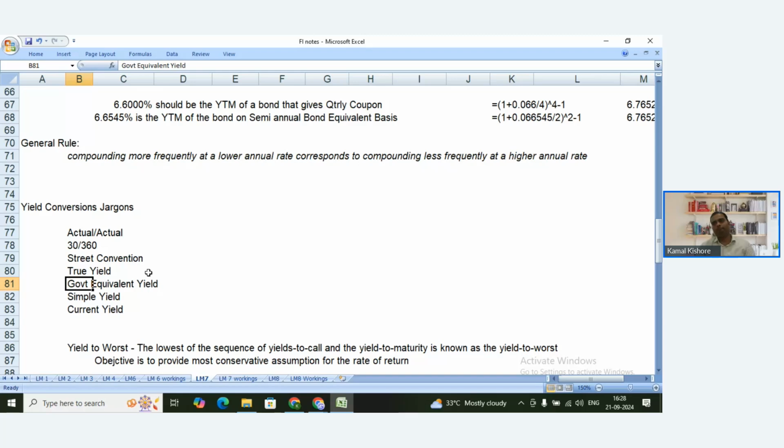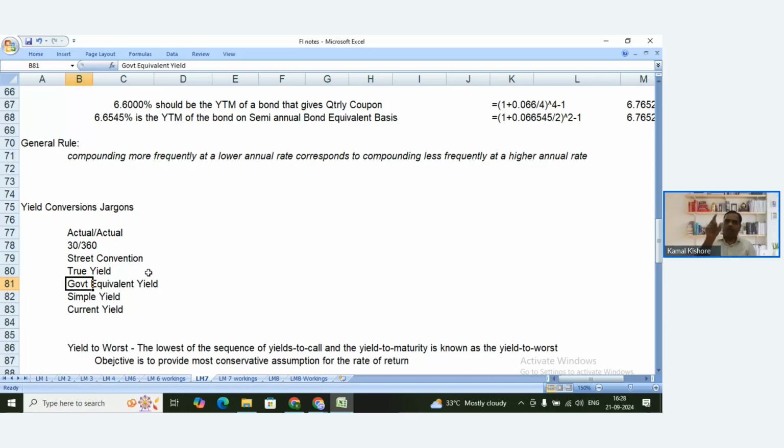Government equivalent yield is a measure that restates the yield to maturity based on a 30/360 day count to one based on an actual day count. It is used to restate the yield on a corporate bond to obtain the spread over the government rate. Okay, what does this mean? So it converts to actual, right? Generally, corporate bond is 30/360.